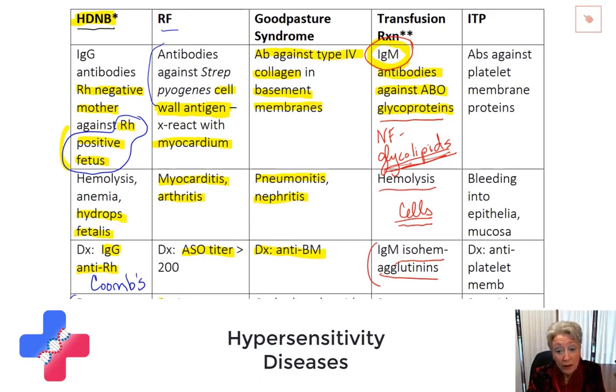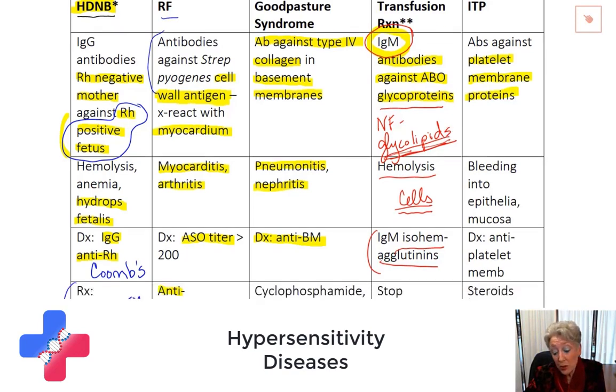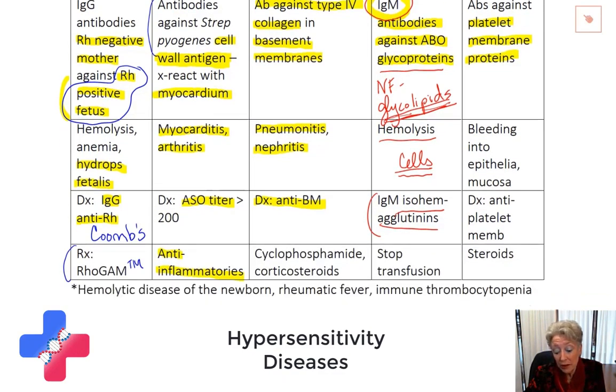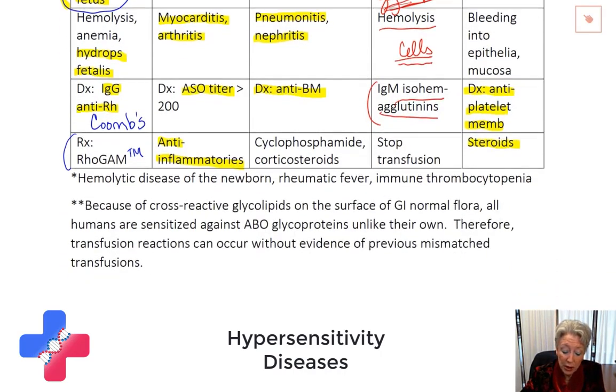Finally, we have idiopathic thrombocytopenic purpura, where we have the patient making antibodies against their own platelet membrane proteins. I put this furthest to the right because honestly, I think it's probably the least likely of the questions. It wouldn't be difficult to project that if I have antibodies against my platelets, I'm going to have bleeding into epithelia and mucosa because of the dyscrasia of the normal clotting process. So I treat with steroids. Could be asked. I just don't think the principle is all that interesting from an immunological perspective.